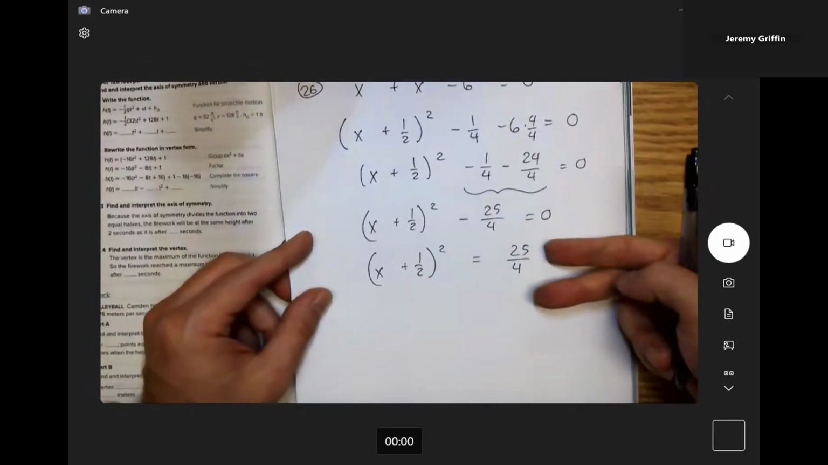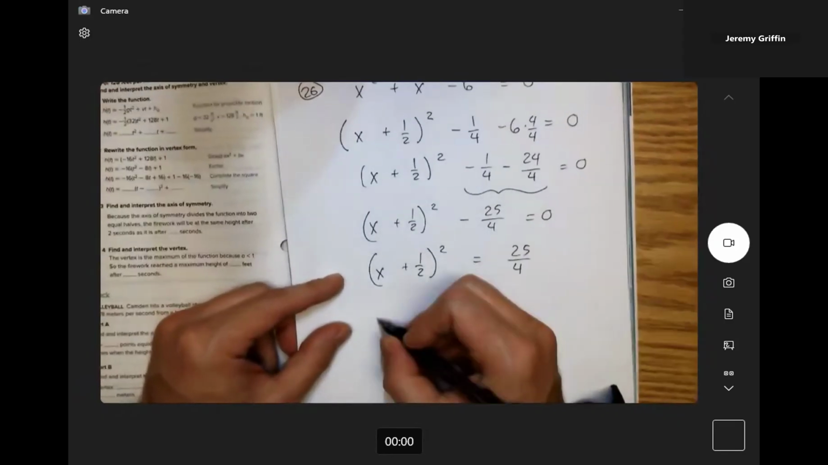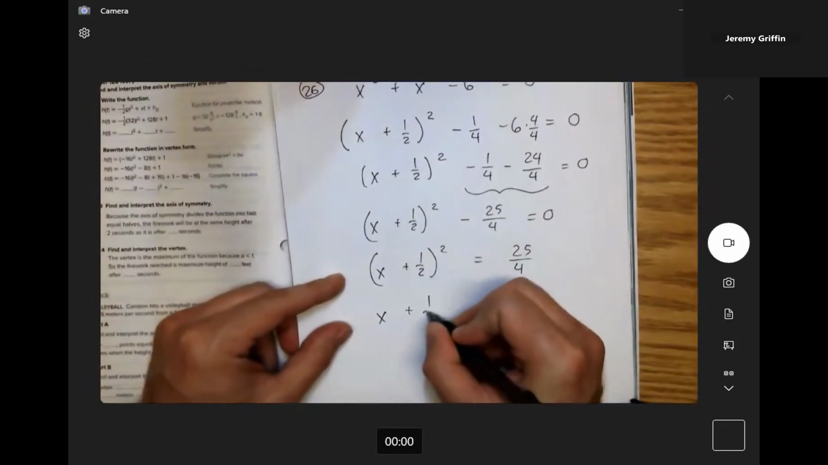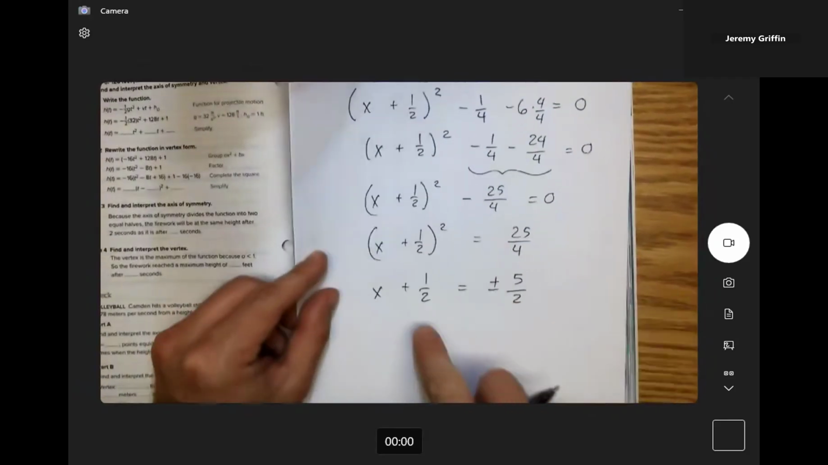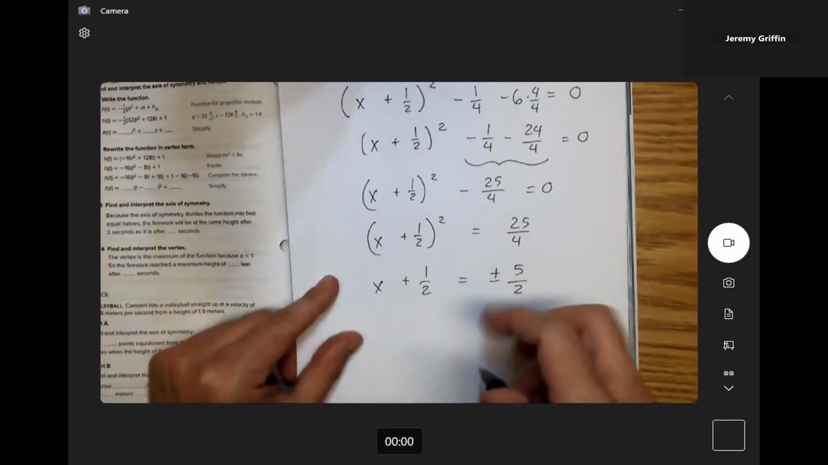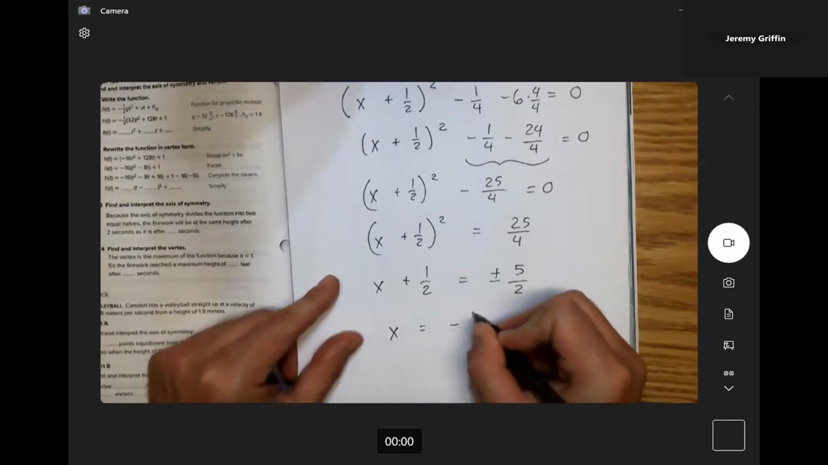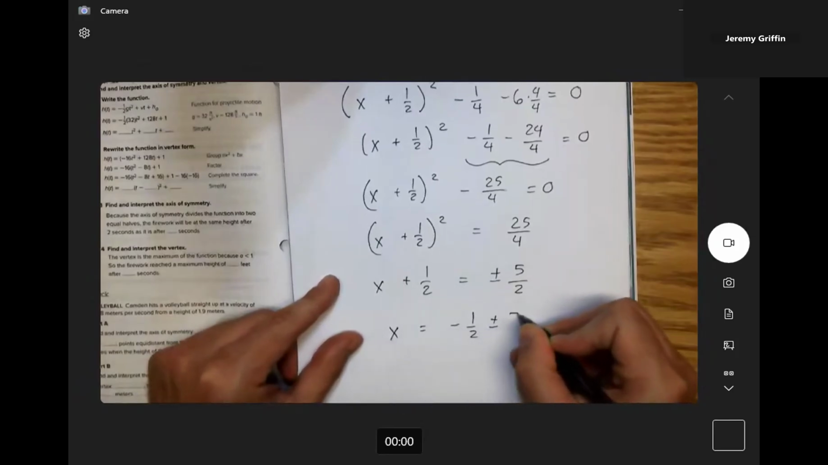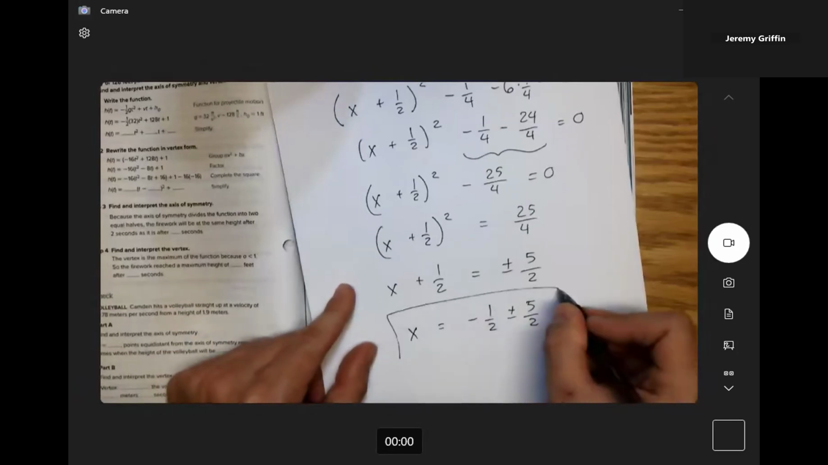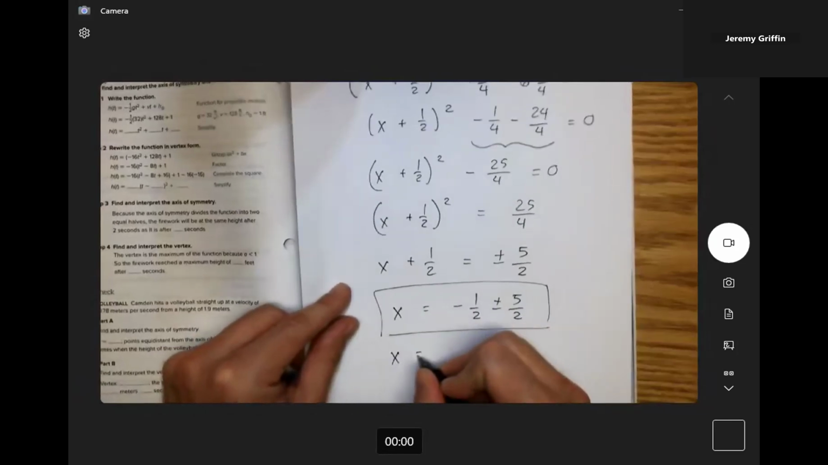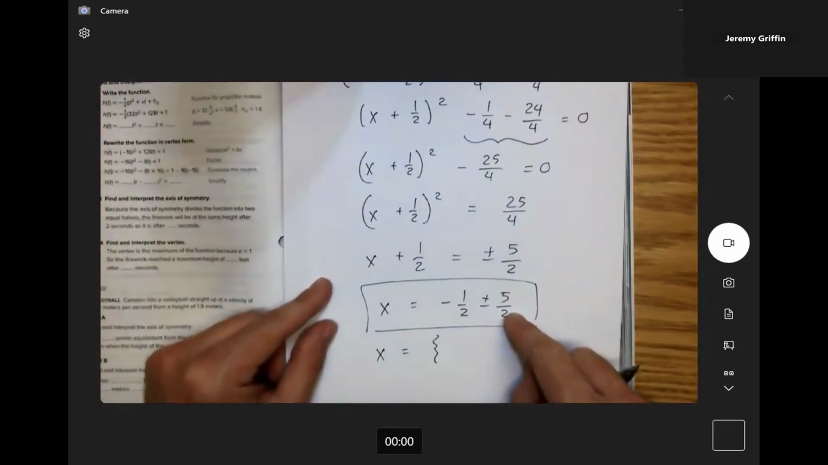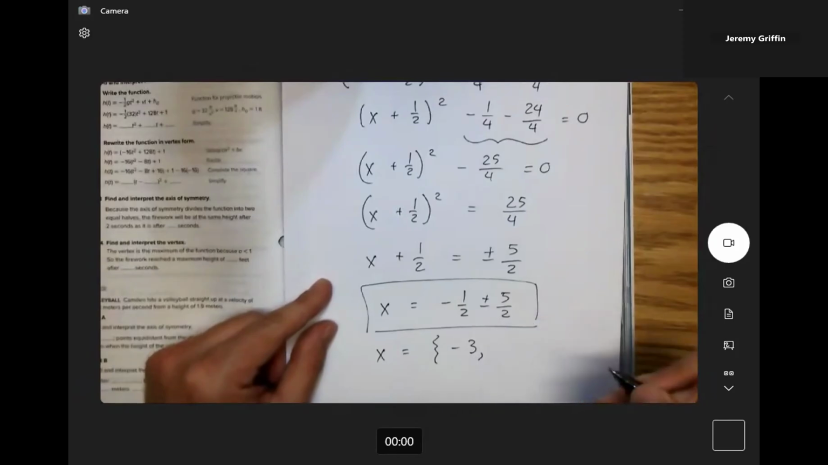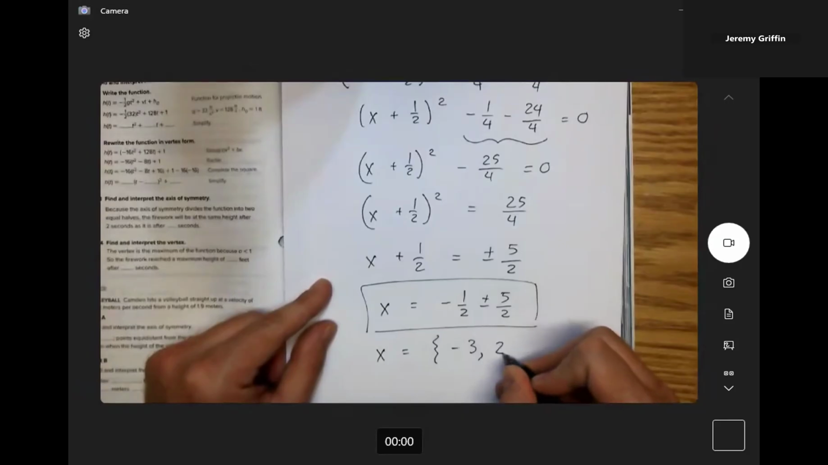Oh, look at that. 25 and 4 are both perfect squares. So when I square root, hey, this actually ends up looking all right. Plus or minus 5 over 2. Then last step, subtract over 1/2. That's what I should do. x equals negative 1/2 plus or minus 5 over 2. Okay, maybe that could work. I could also say this: negative 1/2 minus 5 over 2 is negative 6 over 2, which is negative 3. Negative 1/2 plus 5 over 2 is like 4 over 2, which is 2.